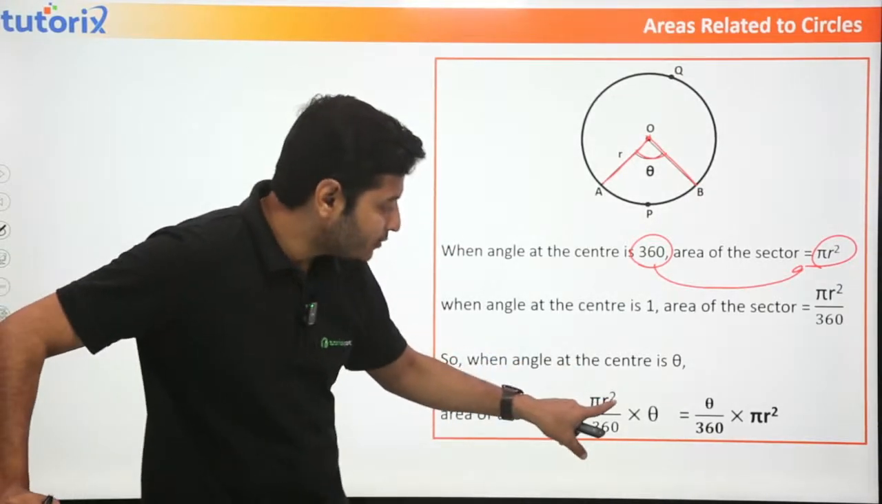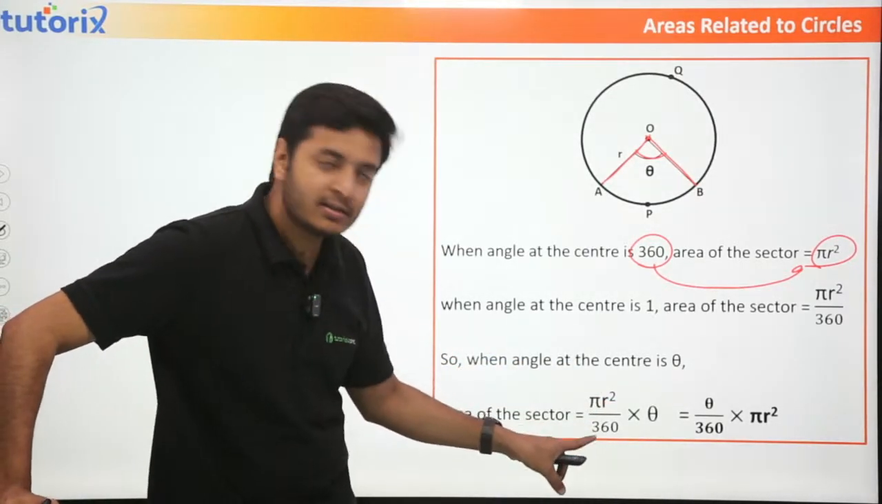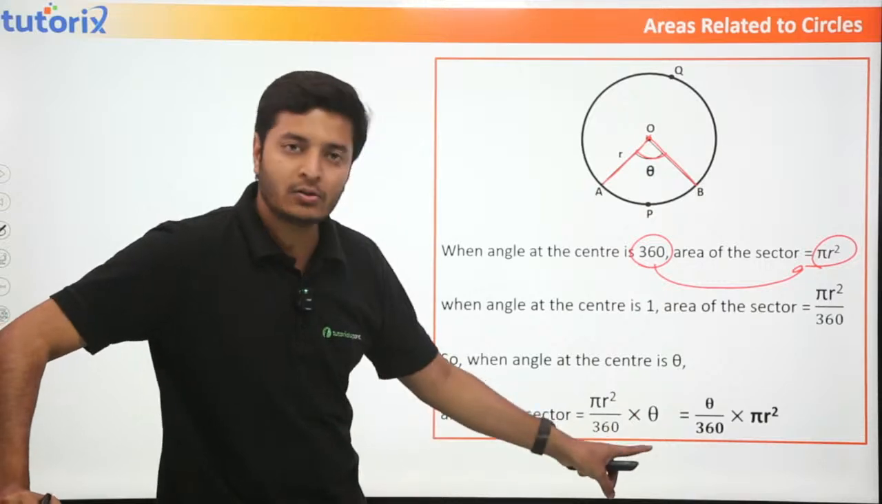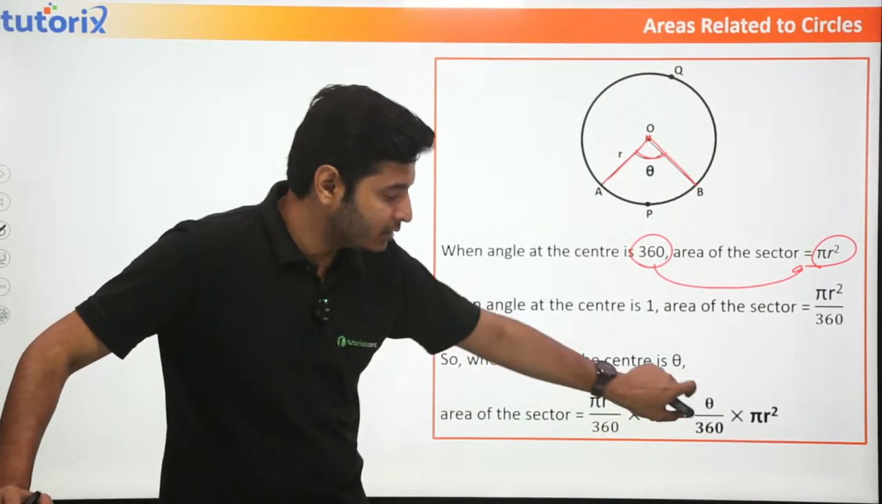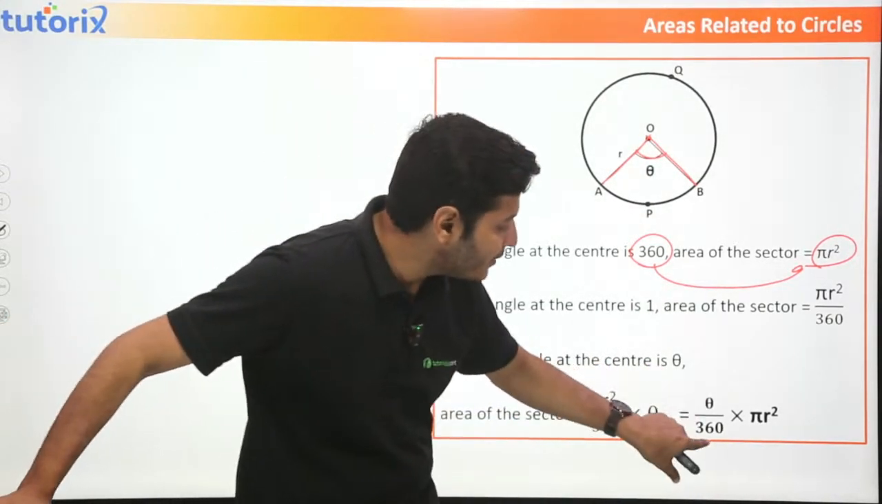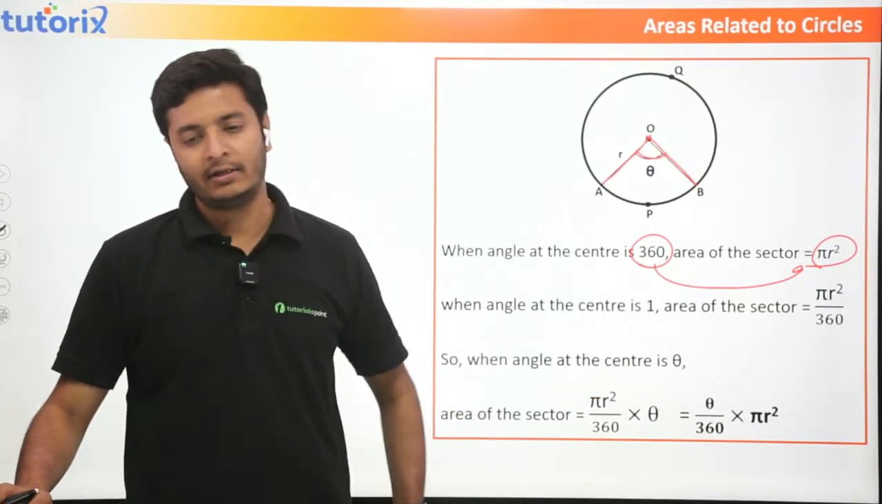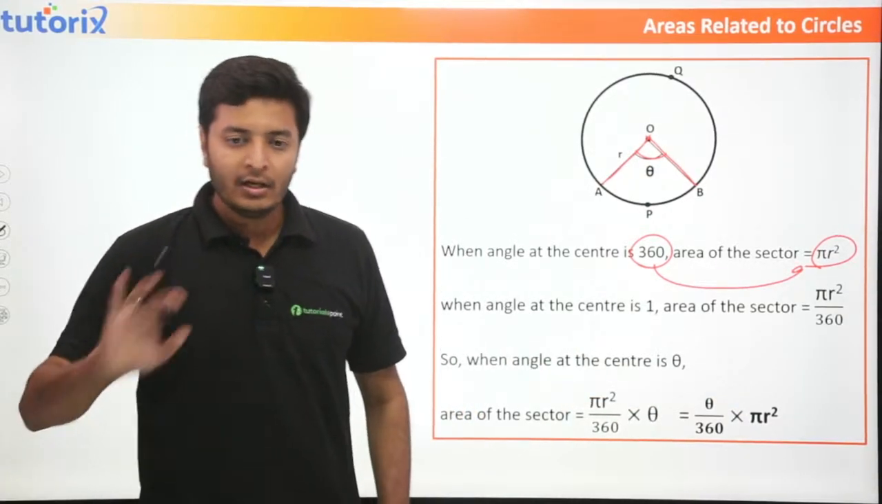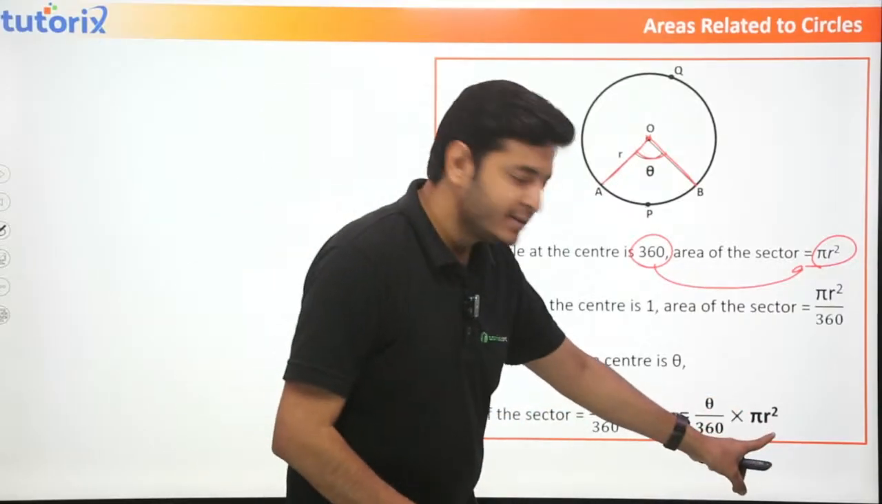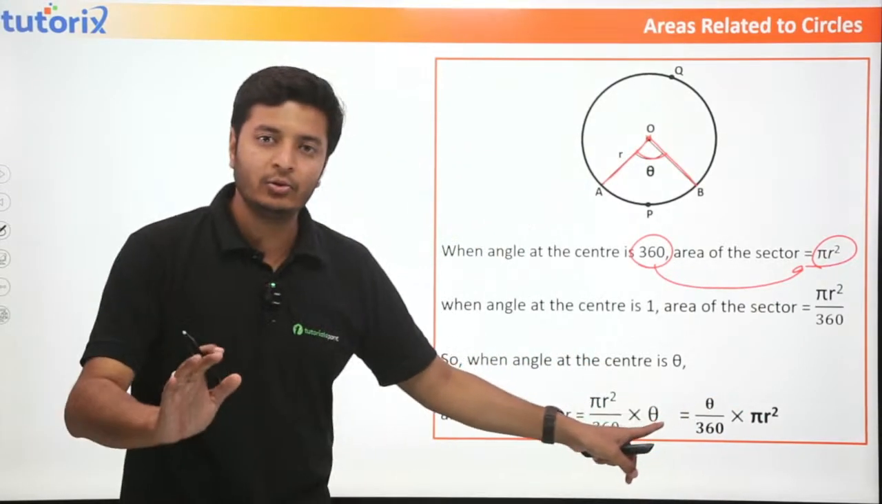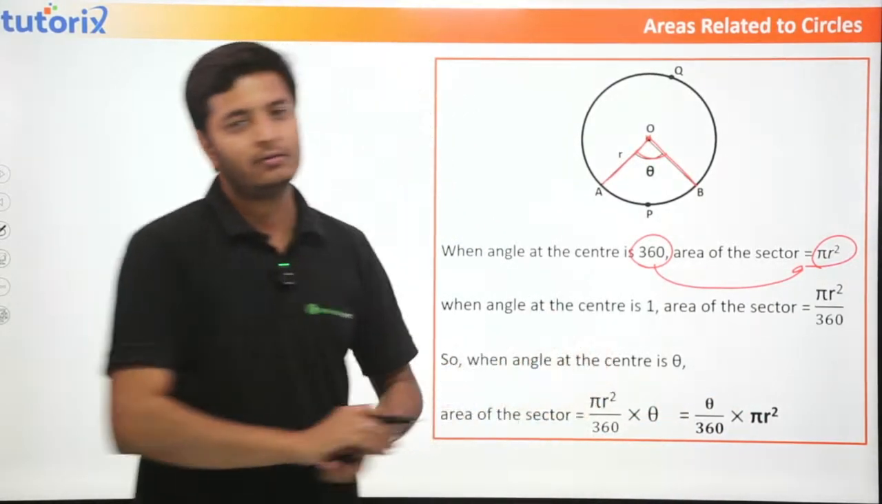So pi r square by 360. 360 is an angle value, theta is also an angle value, so we are going to put them together. So theta by 360 into pi r square is the area of a sector. If the value of r is given to you, theta is given to you, you can easily find the area of any sector.